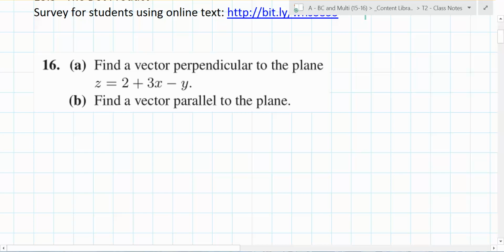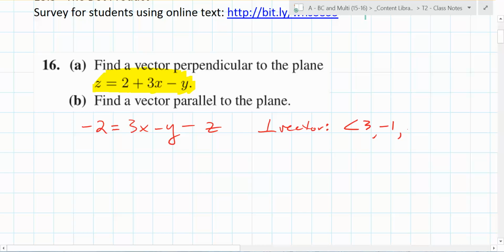Take a look at this. Is this almost in the right form? What do we have to do to this to put it in the right form? Subtract 2, right? So what do you end up with? You end up with minus 2 is equal to 3x minus y minus what? Z. So the perpendicular vector is going to be what? 3 comma negative 1 comma negative 1, right.